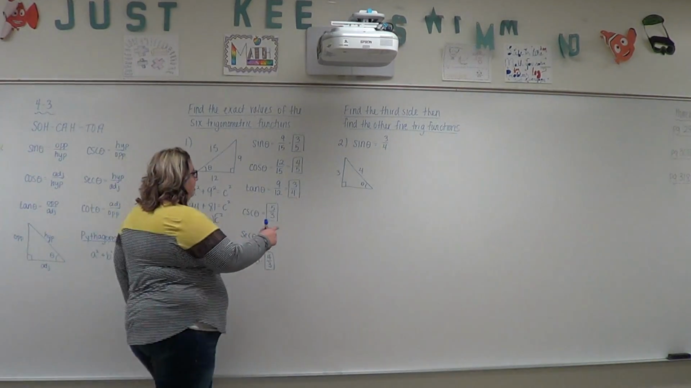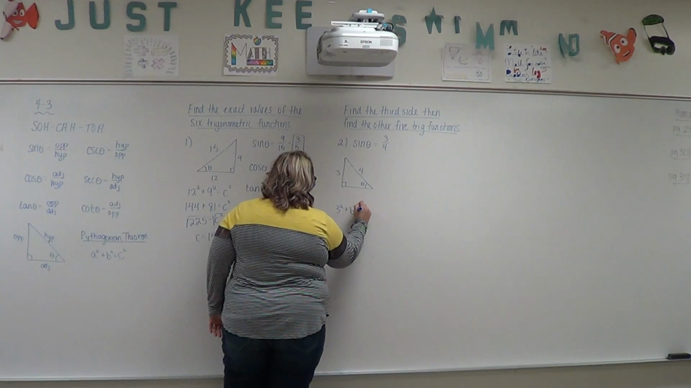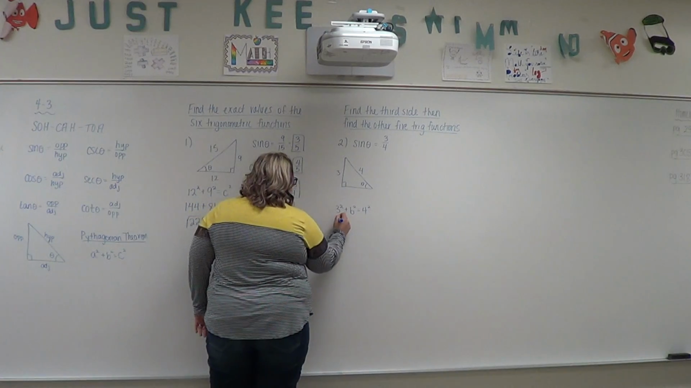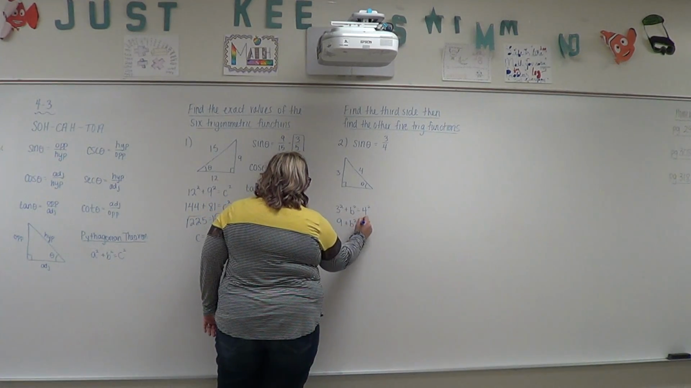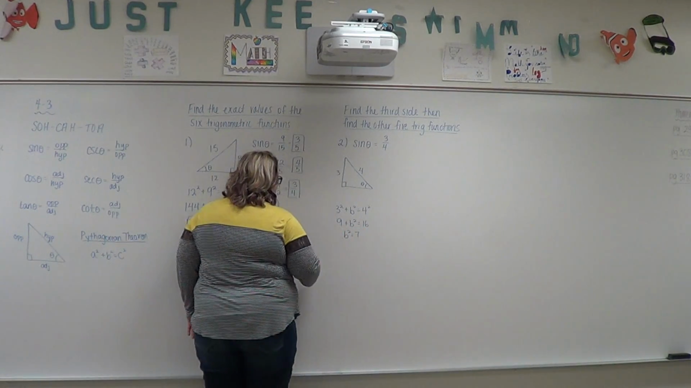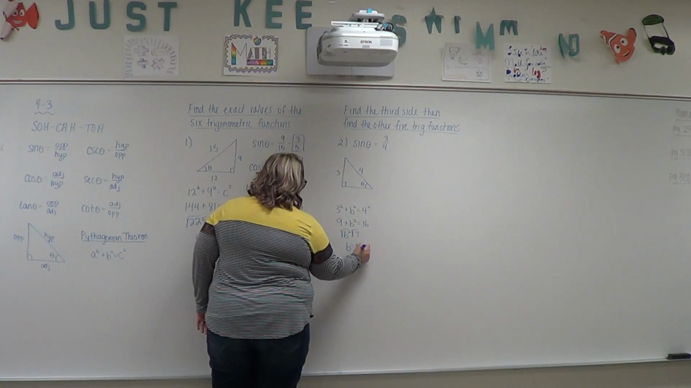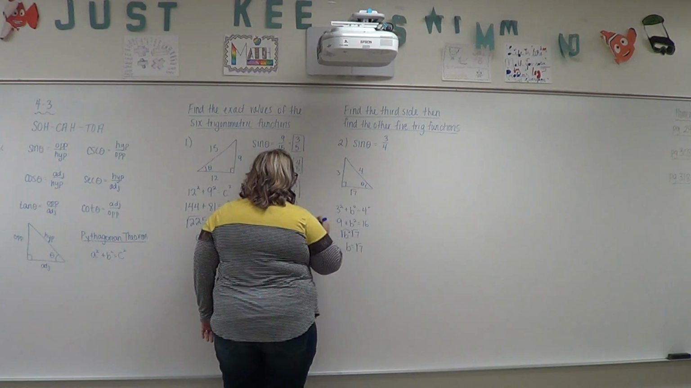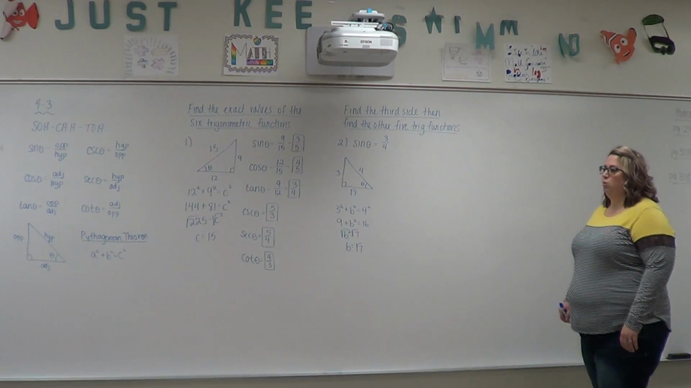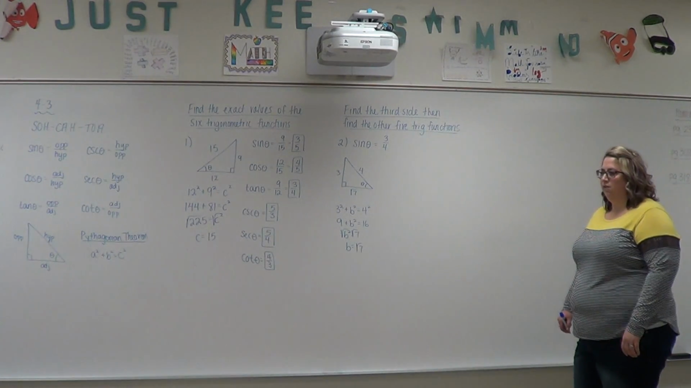Okay, so I need to find this third side. So I know 3 squared plus b squared equals 4 squared. So 9 plus b squared equals 16. Subtract 9, so b squared equals 7. So if I do the square root, I get square root of 7. Okay, does that break down? No. Okay, now if you got something like square root of 8, you'd want to break that down into 2 square root of 2. Okay, but square root of 7 doesn't break down.